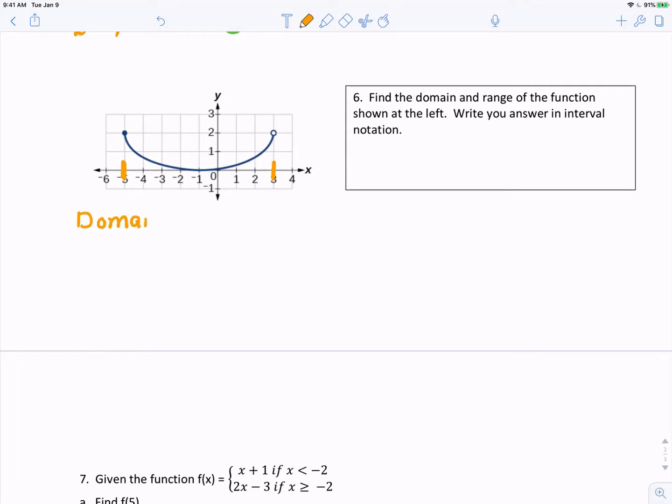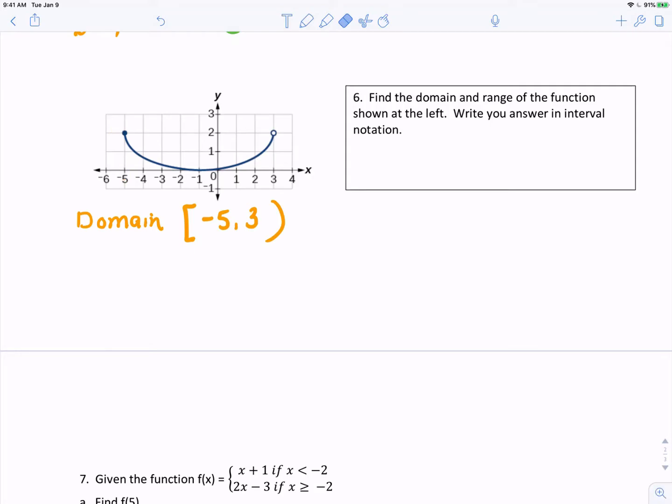And notice that on the left, we have a closed circle, and on the right, we have an open circle. So our domain would go from -5 to 3 with a bracket on the left and a parentheses on the right.